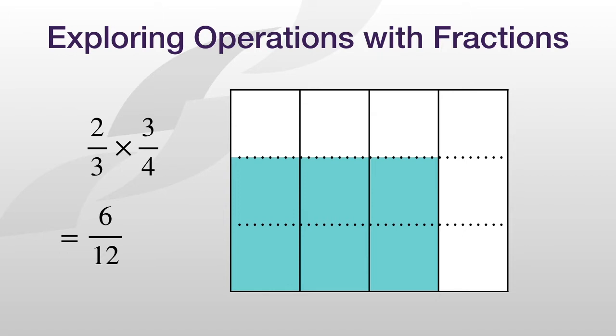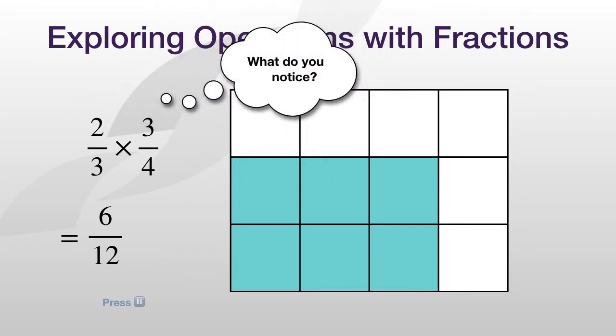This gives 6 of 12 squares shaded. The product of 2/3 and 3/4 is 6/12. Let's take a closer look at the numerators and denominators of the factors and the product. What do you notice? How are they related?